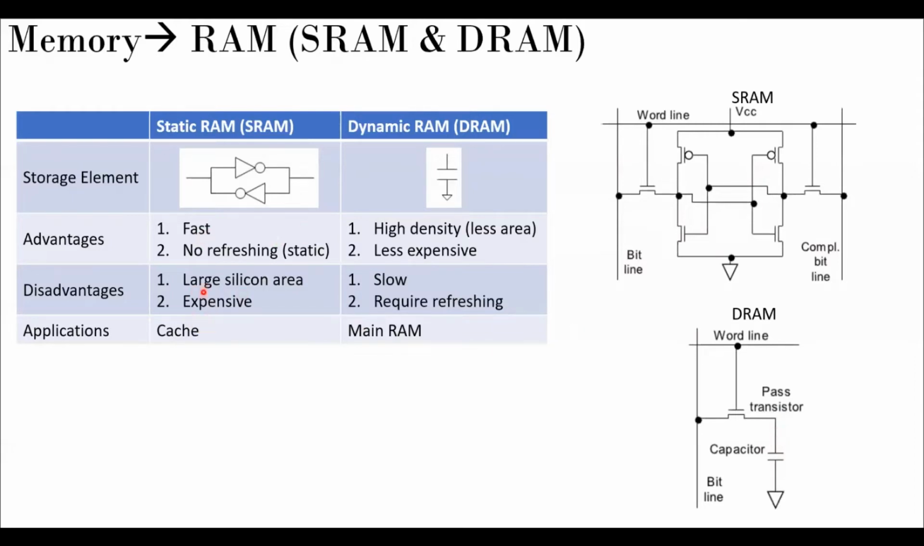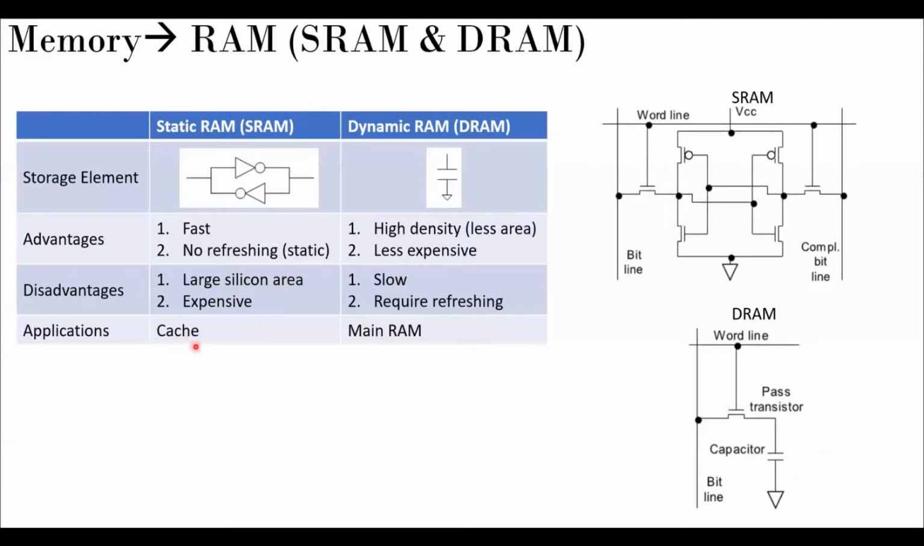And the disadvantage is just the opposite of this: large silicon area, because you see, imagine for 1 bit it takes so many components. So imagine a 32-bit, it takes so many components, right? It's expensive. Okay, and here dynamic RAM is slow, right, because of the capacitance presence, and again it requires regular refreshing. So where is it used?